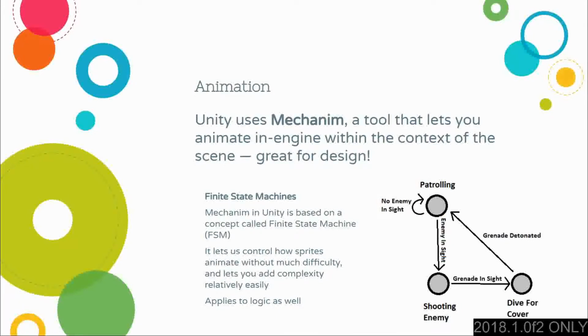Okay, so a little bit about the animation here. Unity uses Mecanim, a tool for animation. It lets you animate an engine within the context of the scene, which is great for designing scenes and animations according to how you want it to.